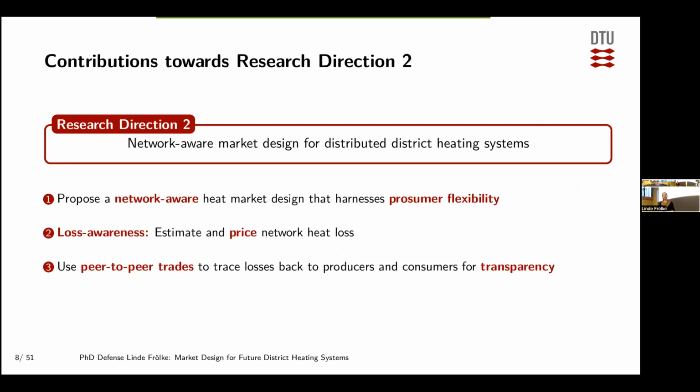Towards this research direction, we propose a network-aware heat market design, and we focus here on its ability to harness prosumer flexibility. The mechanism that we propose is loss-aware, which means that we estimate and price the network heat loss. And finally, we add peer-to-peer trades to this mechanism, which allows us to trace losses in the network back to pairs of producers and consumers, and thereby we increase the transparency of this mechanism.